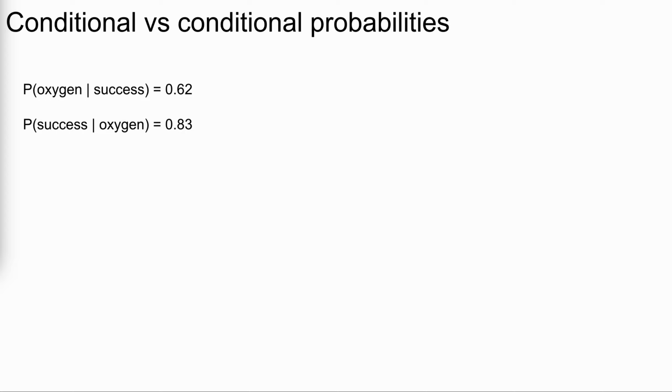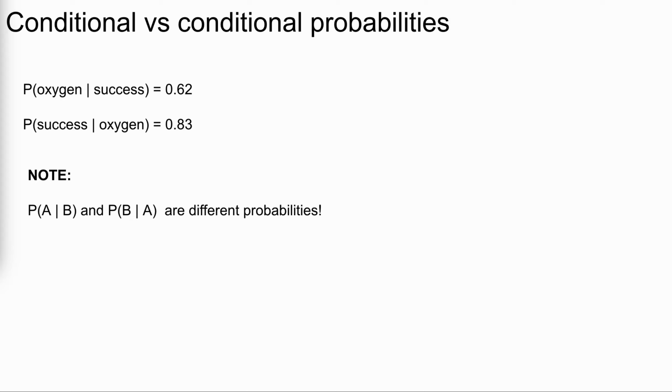Though the conditional probability of oxygen use given success is 0.62, remember that the conditional probability of success given oxygen use is 0.83. Mainly in the first probability, the use of oxygen is unknown, but success is assumed or given. And in the second probability, success is unknown, but oxygen use is assumed or given. In general, the conditional probability of some event A happening given another event B happened is different than the conditional probability of B happening given the information that A happened.